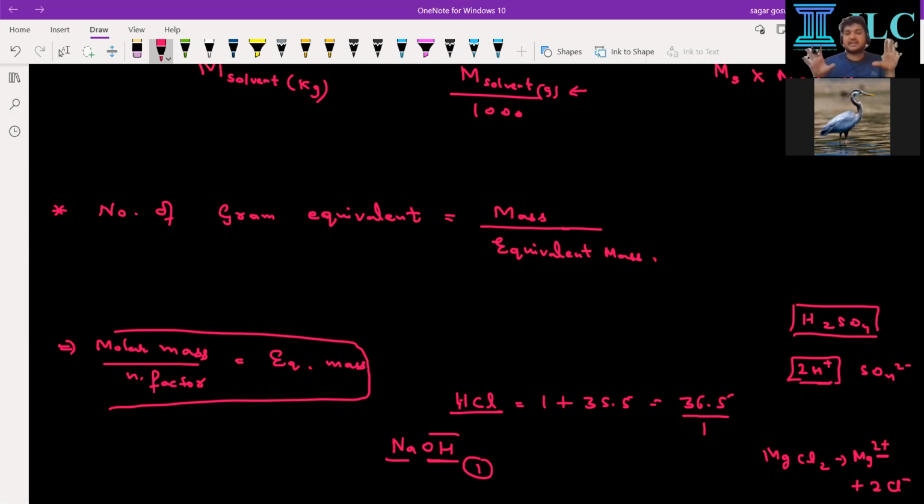So that 2 Cl minus is the n factor. The n factor is something like the H plus, the OH minus ion, or you can say the charge. I said H2SO4 is giving you 2 H plus, right? But don't you think it is 2 plus, multiplied by 2? 2 plus, 2 minus. So the charge as well is considered as the n factor.